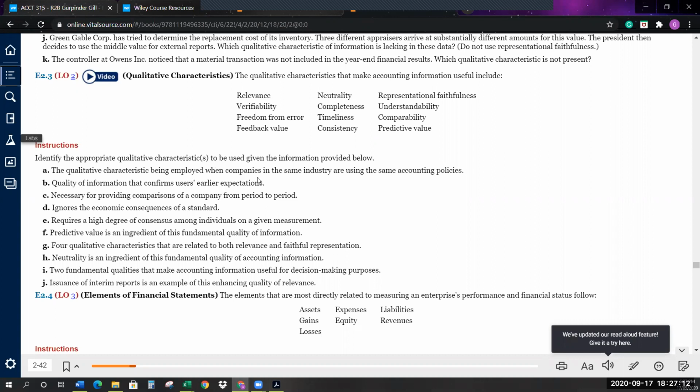Okay, so we are looking at the first one. The qualitative characteristics being employed when companies in the same industry are using the same accounting policies. What really are they talking about here? Any guesses? Consistency? Comparability. Okay, this is about comparability. You could actually go with consistency as well, and I can see why you're thinking about that, but in this case, it is comparability.